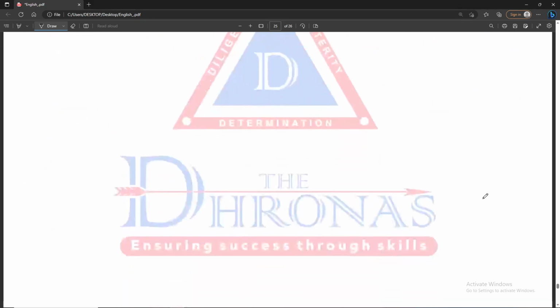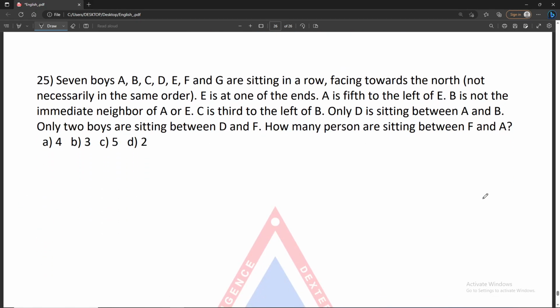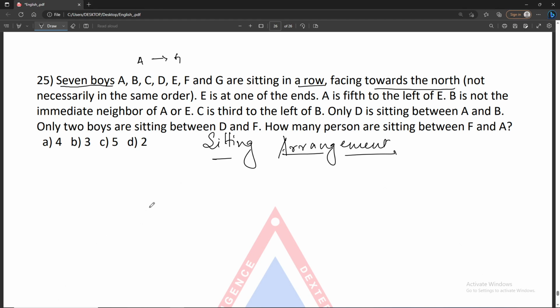And the last question for today's session is also about sitting arrangements. The question states, 7 boys A to G are sitting in a row facing towards north. So let's make 7 places: 1, 2, 3, 4, 5, 6, 7.